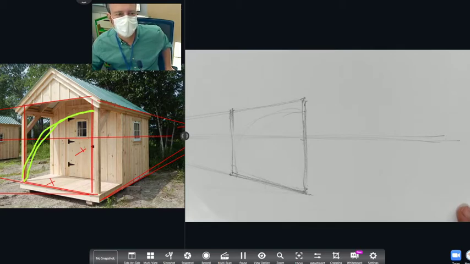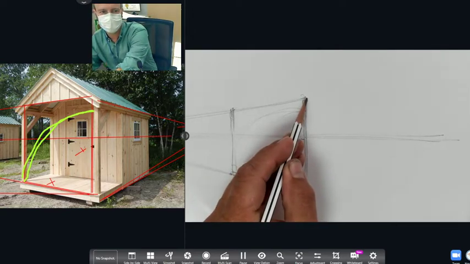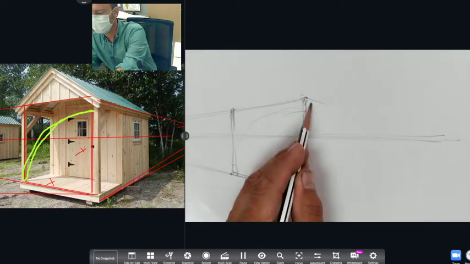Okay, so drawing the other side of the box, we're also going to be thinking about our vanishing point.